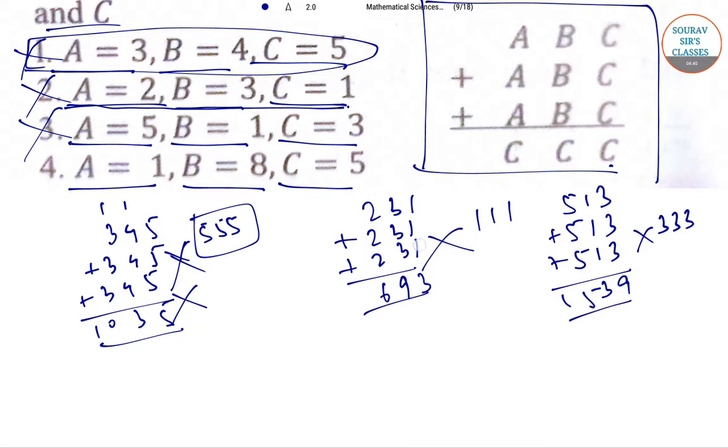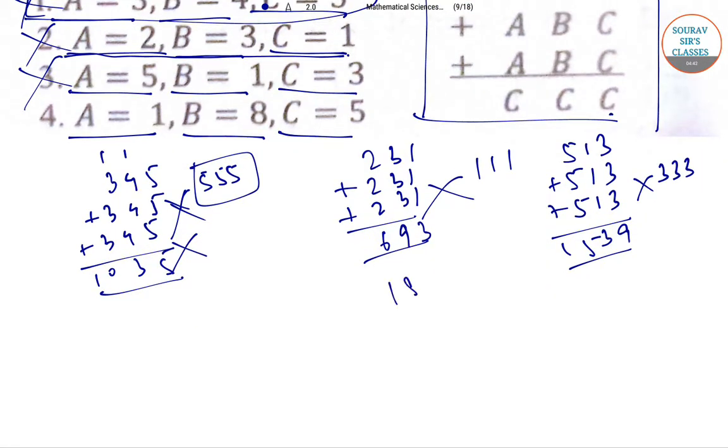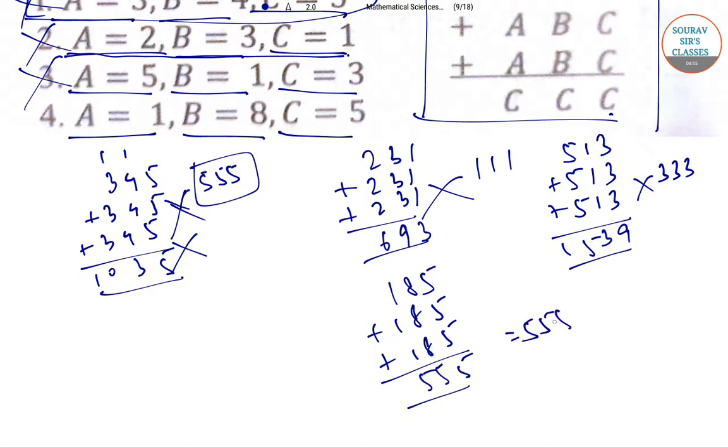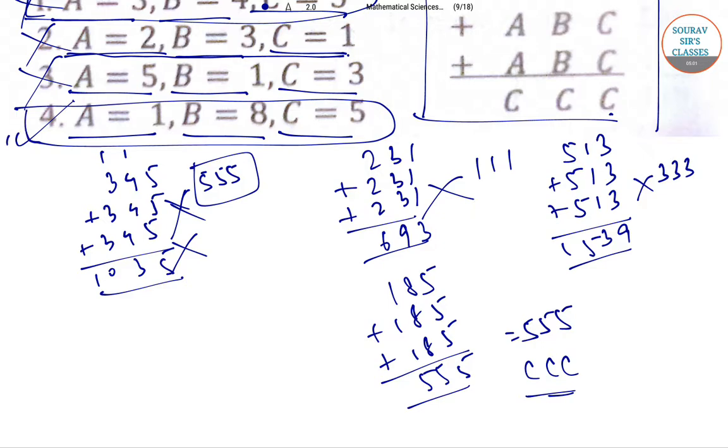Now for option 4, 185 plus 185 plus 185 gives us 555, that is CCC. Therefore, option 4 gives us the correct answer.